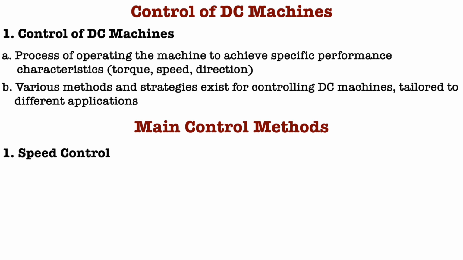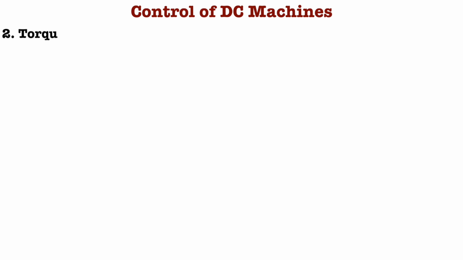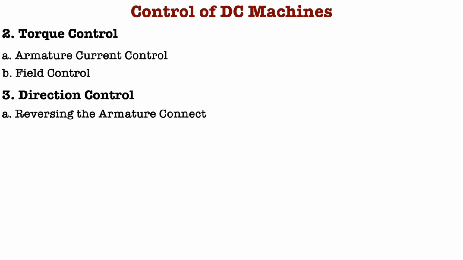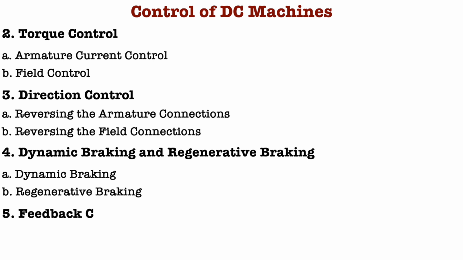The first one is speed control. Speed control can be attained by armature voltage control, field current control, and both armature voltage and field current control. The second one is torque control. The torque can be controlled by again the armature current control and field current control. The third one is direction control. The direction can be controlled by reversing the armature connections as well as field connections. The next is dynamic braking and regenerative braking. And the last one is the feedback control system, which can be implemented by using speed feedback control as well as torque feedback control.